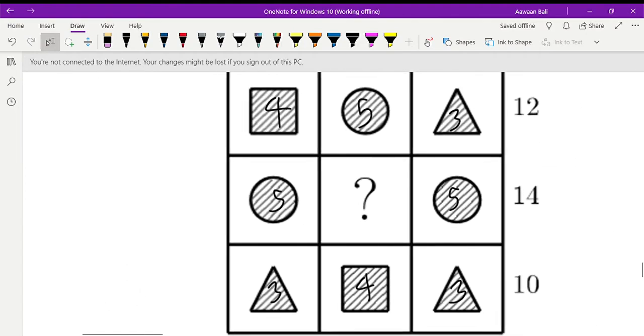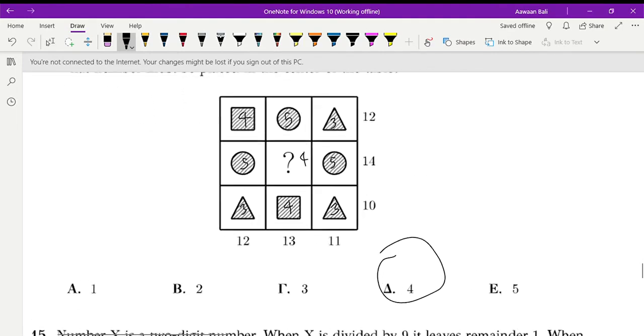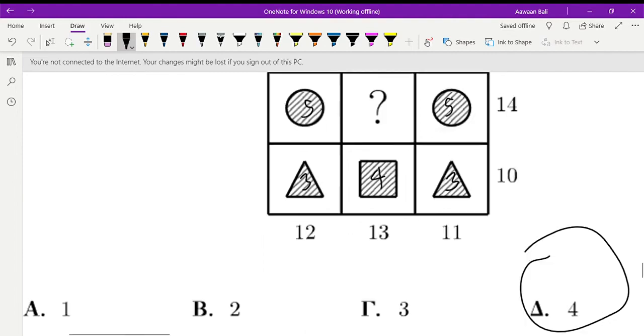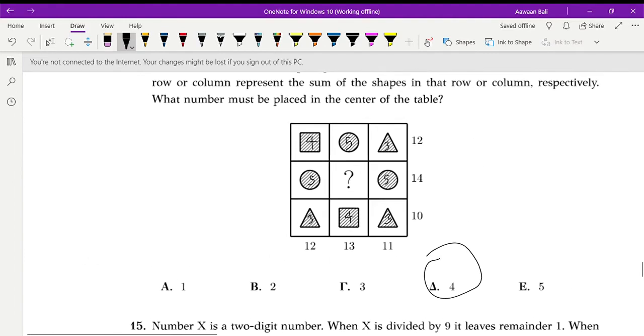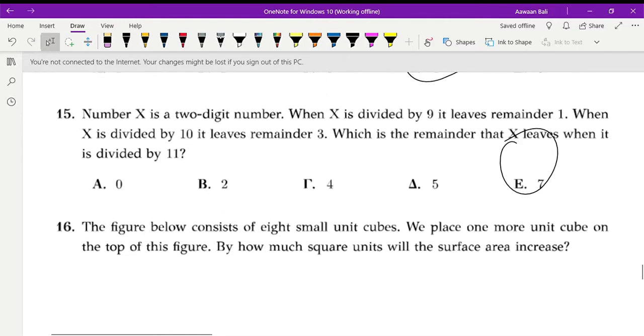But anyways, once you substitute all the values, you know there's 10, 5 plus 5, 10. 14 minus 10 is 4, which means 4 will go there, and that's actually a square. So that square would go there. So you could say the answer is delta 4. It's D, basically. Now, number x is a 2-digit number.